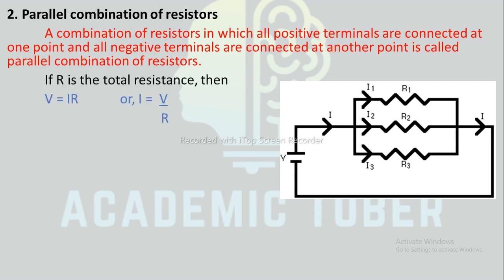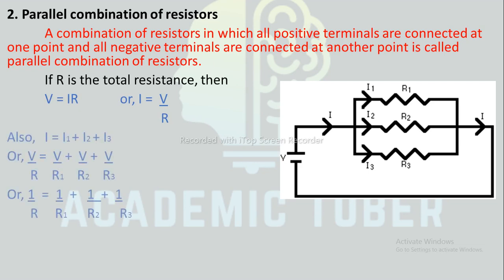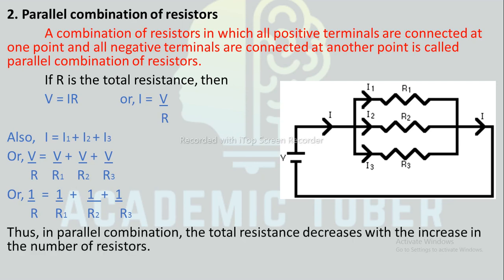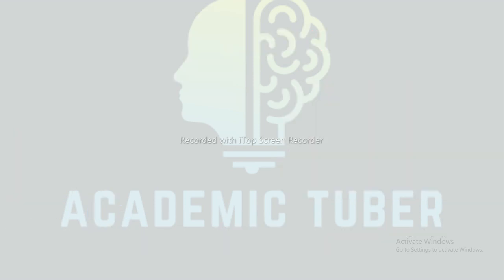If R is the total resistance, then from Ohm's law, V equals IR or I equals V by R. Also, the total current I equals I1 plus I2 plus I3, or V by R equals V by R1 plus V by R2 plus V by R3. Taking V common and cancelling V from each side, we get 1 by R equals 1 by R1 plus 1 by R2 plus 1 by R3. Thus, in parallel combination, the total resistance decreases with the increase in the number of resistors.